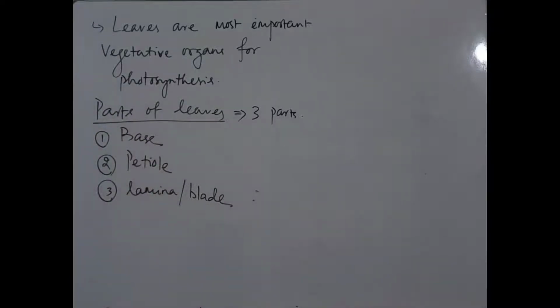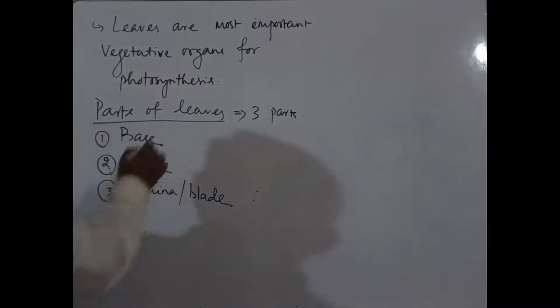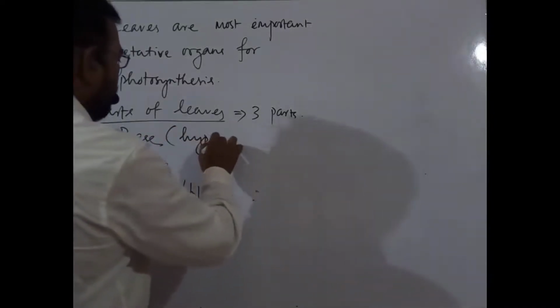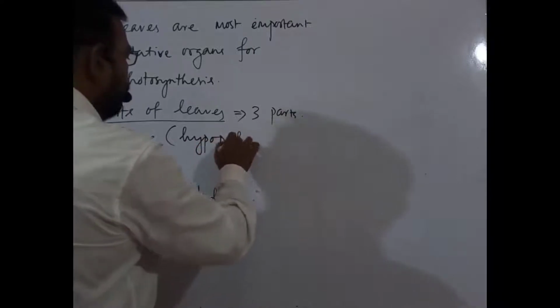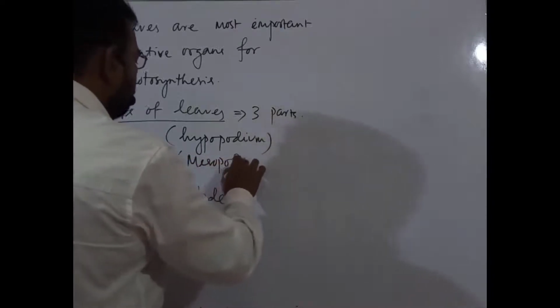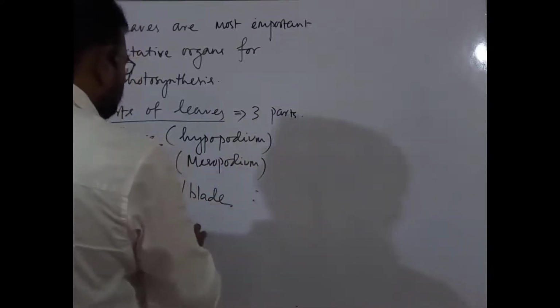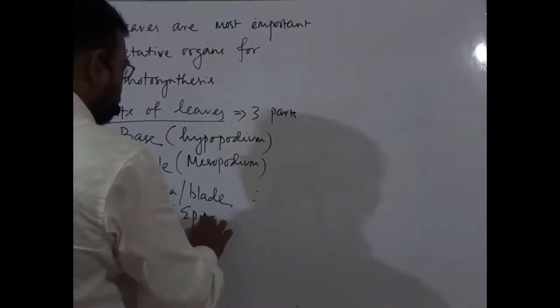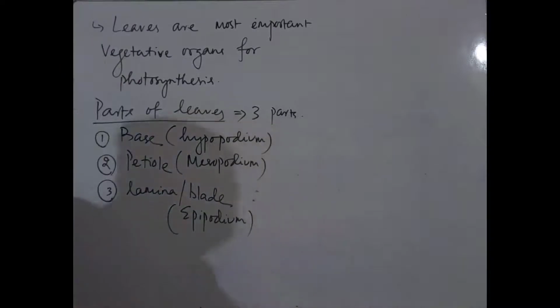So these three parts are having alternate names. The base is known as hypopodium. Alternate terminology is there. Petiole is known as mesopodium. And lamina is known as epipodium. Base, petiole and lamina. And leaf is attached to the stem by the leaf base.